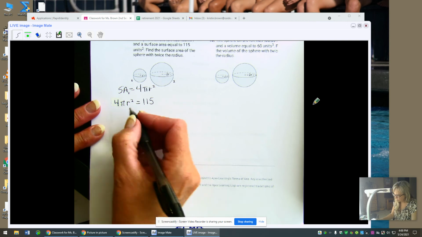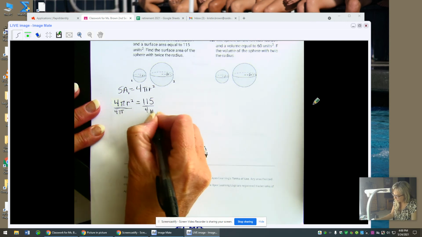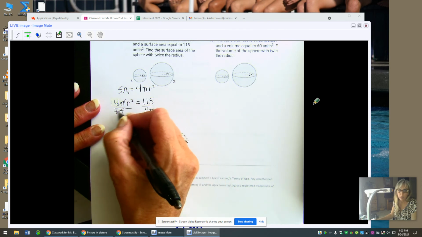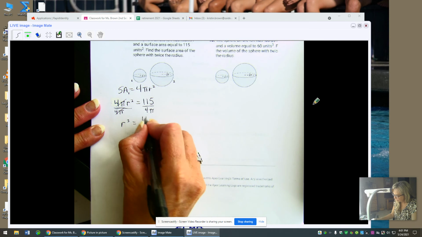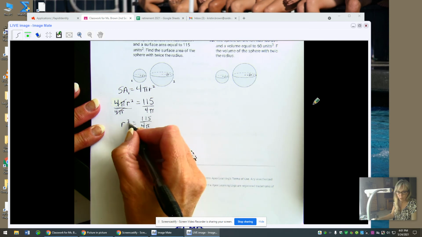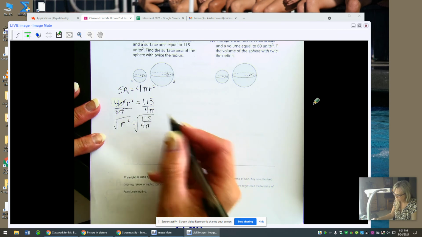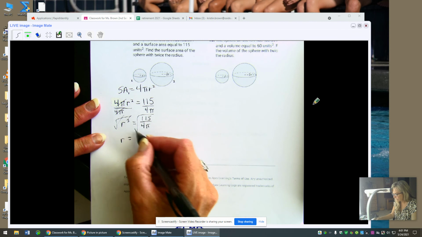We'll start by dividing out the 4 pi on both sides. We're not going to actually calculate it; we'll get it all calculated at once. This becomes a big old 1 times r squared, which is r squared. And over here we now have 115 divided by 4 pi. Got to get rid of the power of 2. A root undoes a power, and a power undoes a root. So r, its exact answer, is right here.